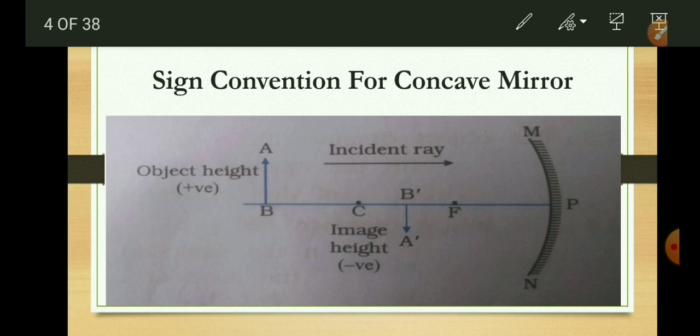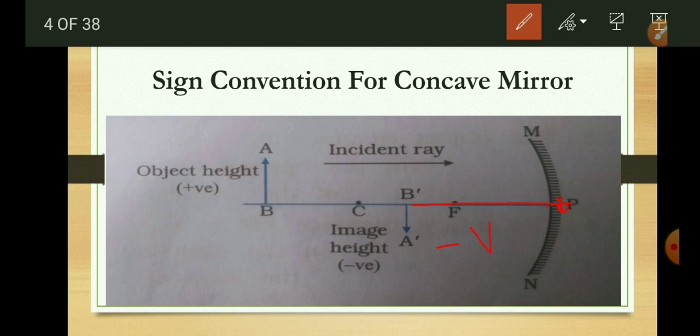Next is, when image is formed in front of mirror, the distance of image is taken as negative, and when image is formed behind the mirror, the image distance is taken as positive. See, image distance is what? Distance of image from the pole. As I told, each and every distance we will measure from the pole. So this is the image distance. We denote it by small v, and as image forms on the left side of the origin, we will denote it as minus v.